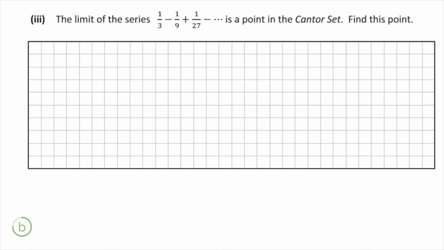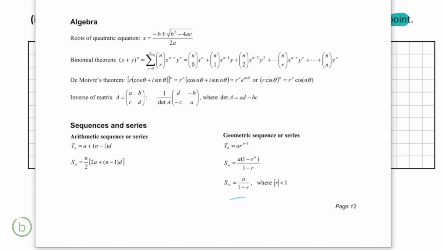So finally, B part 3 tells us the limit of this series, which was referenced above, is a point in the Cantor set, and we're asked to find this point. So once again, we're dealing with a geometric series where A is equal to 1/3, the first term, and R is equal to minus 1/3, because we go from 1/3 to minus 1/9, and once again back to 1/27. And because we're dealing with a limit, we are of course going to be using our sum to infinity, which is just here in the log tables, equal to A over 1 minus R.